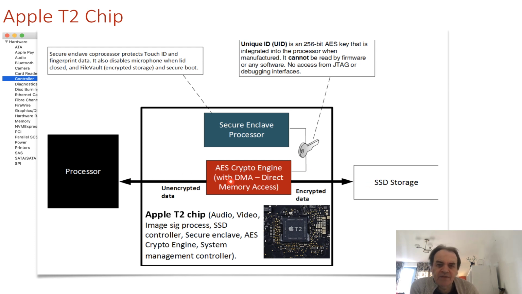And we have fast DMA memory access to be able to take encrypted data here and feed it to the processor. And how this happens is that there is a secure enclave processor inside the T2 chip, which makes sure that the key that's used for the encryption, the AES key, is kept secure so that no one can actually access this key.